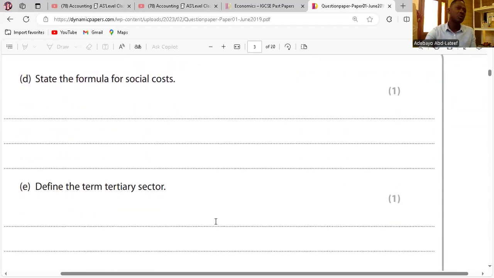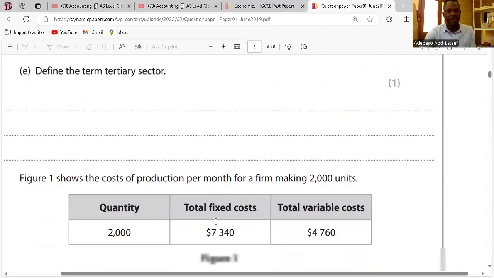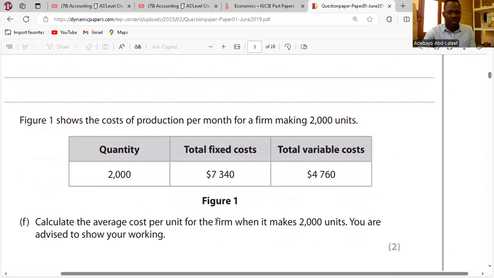State the formula for social cost. Social cost is private cost plus external cost. Private cost plus external cost, or external cost plus private cost. Clear? We'll go to question F.